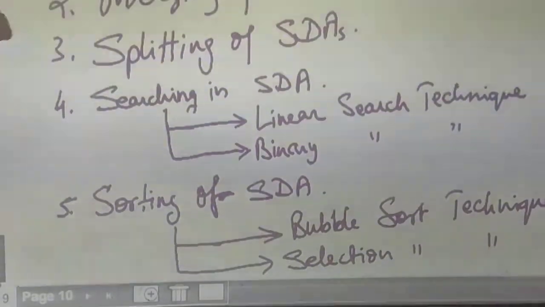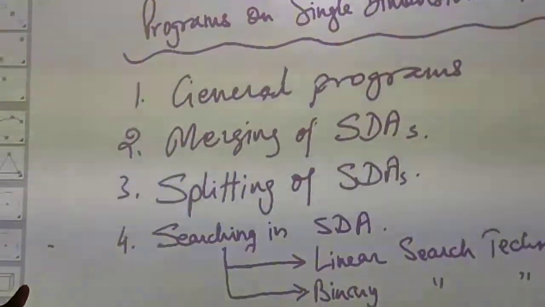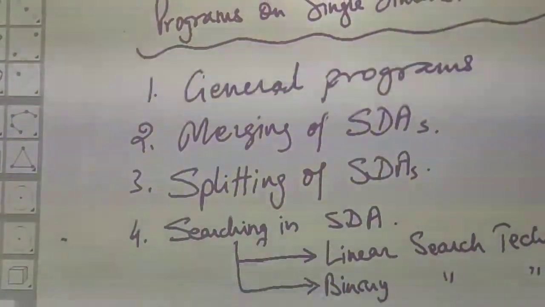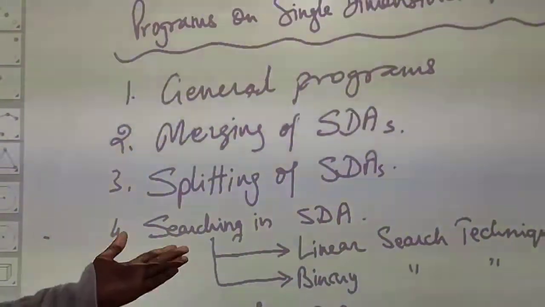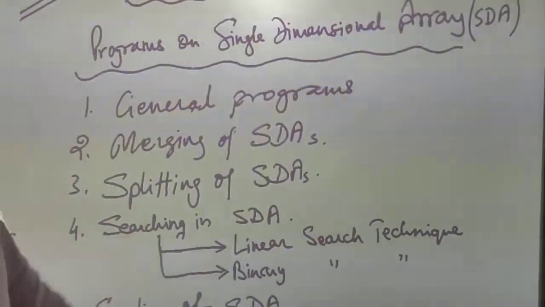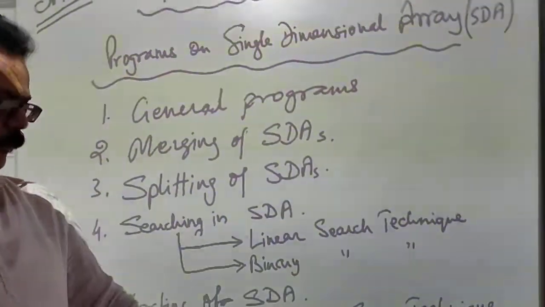So the first one is general programs. Then we have merging of single dimension arrays and splitting of single dimension arrays. Then we'll discuss searching techniques. There are two searching techniques that we are going to discuss here, that is the linear search technique and the binary search technique.